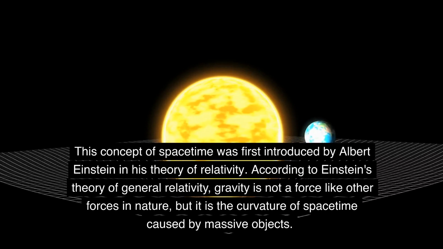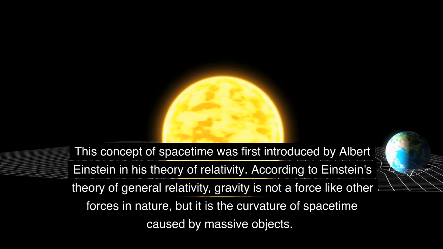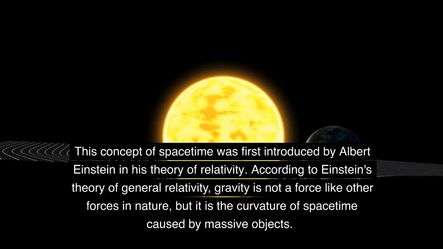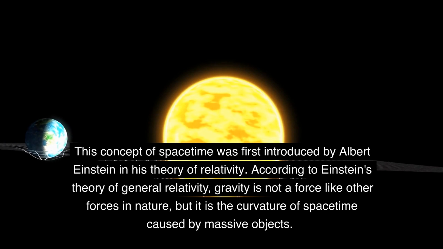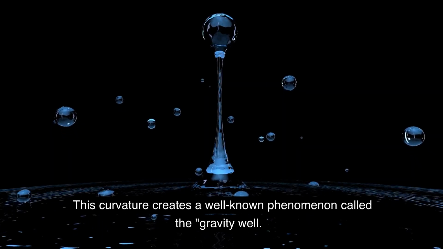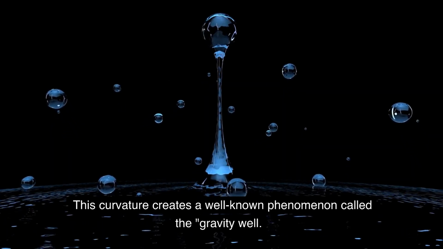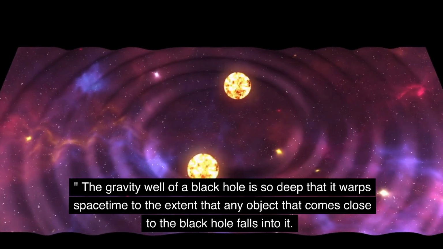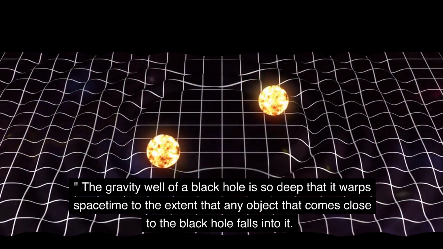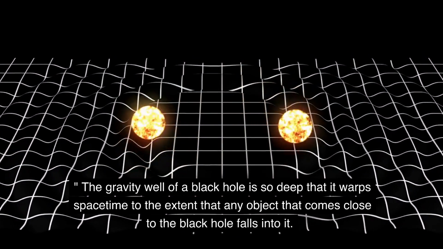According to Einstein's theory of general relativity, gravity is not a force like other forces in nature, but it is the curvature of spacetime caused by massive objects. This curvature creates a well-known phenomenon called the gravity well. The gravity well of a black hole is so deep that it warps spacetime to the extent that any object that comes close to the black hole falls into it.